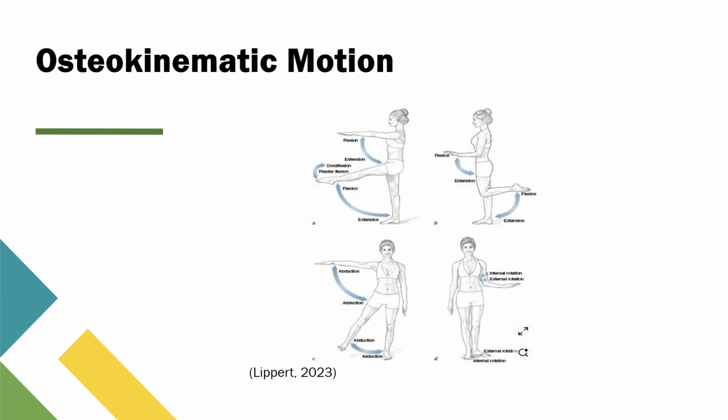Here are the examples of osteokinematic motions. You can see how this person in the picture is moving. Now, in a later lecture, we are going to actually learn what each one of those joint movements are. But you can see the movement on the body.